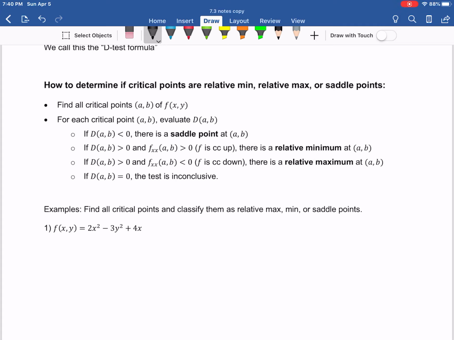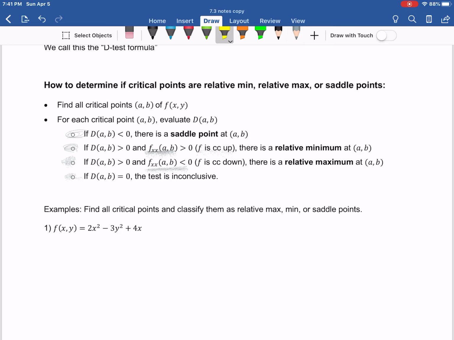And then this next point says if D(a, b) is negative, that means that your critical point is a saddle point. If your D(a, b) is positive and the second partial derivative of x at (a, b) is also positive, in other words, your function's concave up there, then we have a relative minimum. If D(a, b) is positive, but your second partial is negative at (a, b), that means your function's concave down. That means we have a relative maximum. And if D(a, b) is 0, we cannot conclude anything.